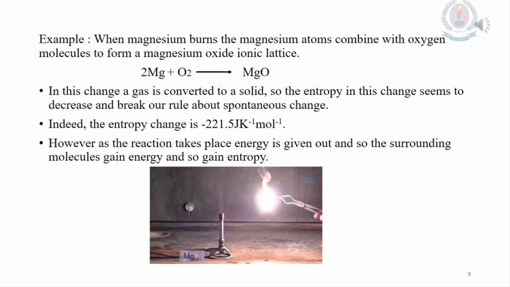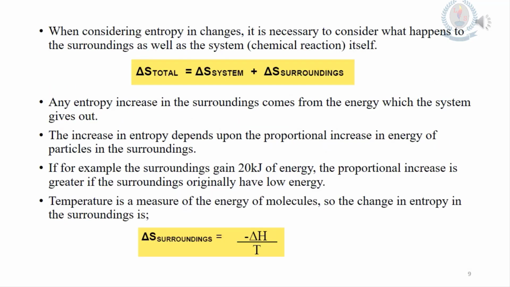However, as the reaction takes place, energy is given out. Given out means it is an exothermic reaction. So the surrounding molecules gain energy, so gain in entropy occurs. When considering entropy changes, it is necessary to consider what happens to the surroundings as well.